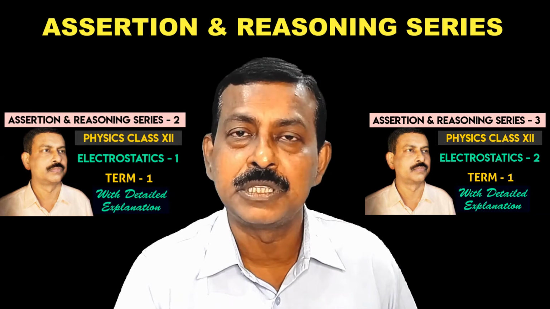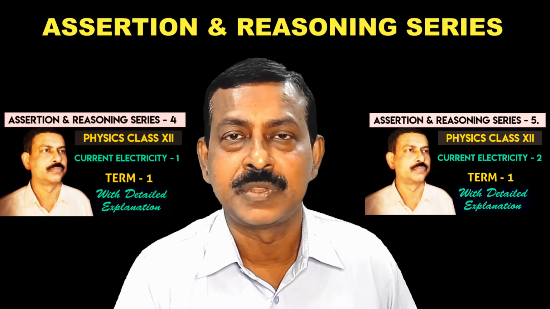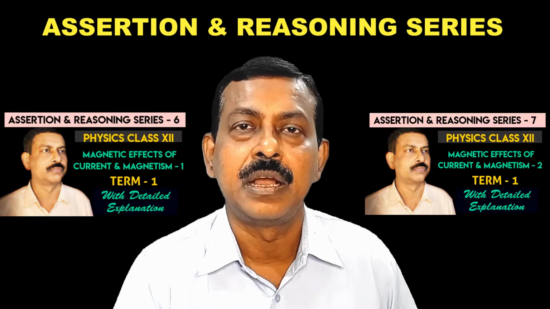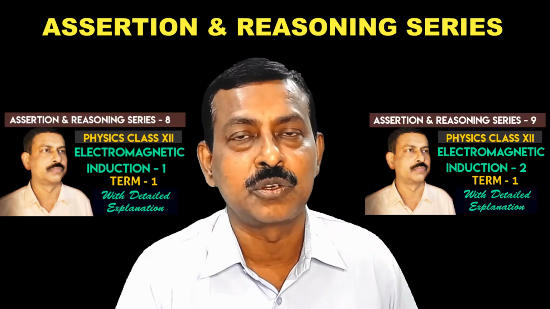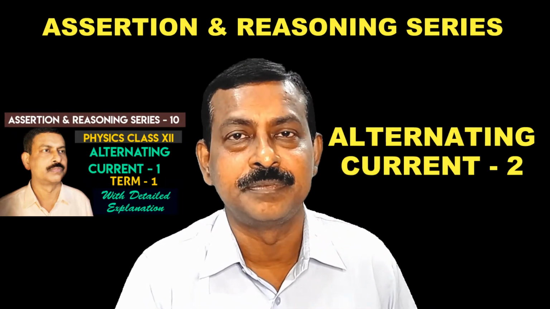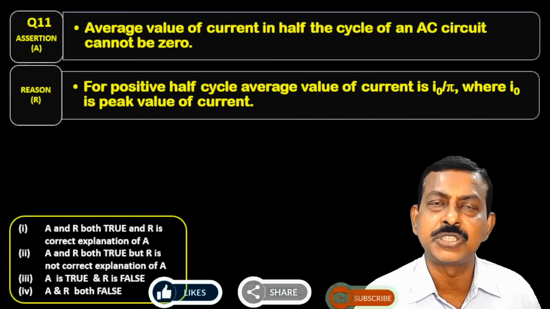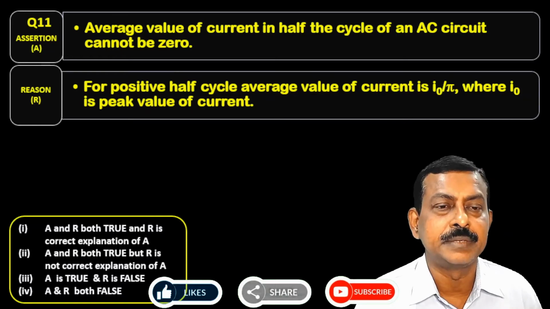We have started with electrostatics, followed by current electricity, then magnetic effect and magnetism, and after that we have taken electromagnetic induction. In that sequence, today we are taking alternating current. Let's continue our discussion on assertion and reasoning questions on alternating current.